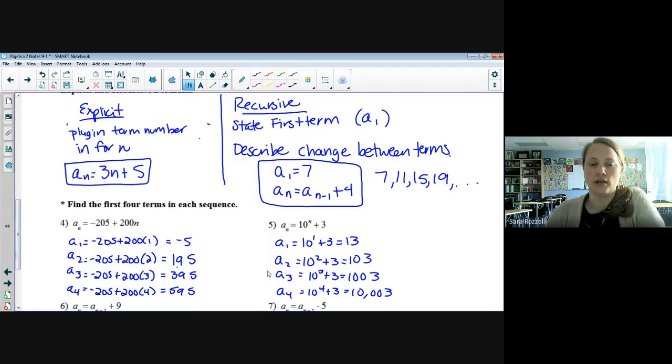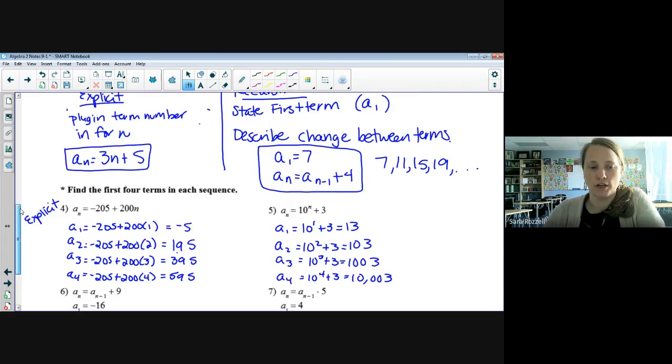Any questions on explicit formulas? So these are the explicit kind. You just plug the number in, get it for each term. Okay. These take the most writing when you're writing out all of your formulas, but I do want to see you writing that down when you're working your problems out.